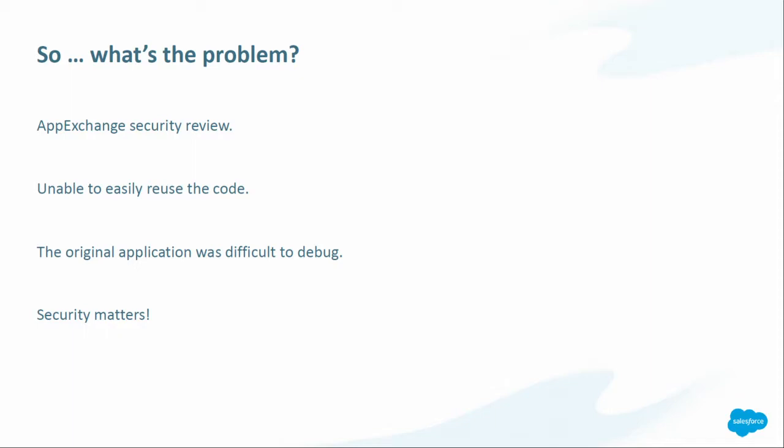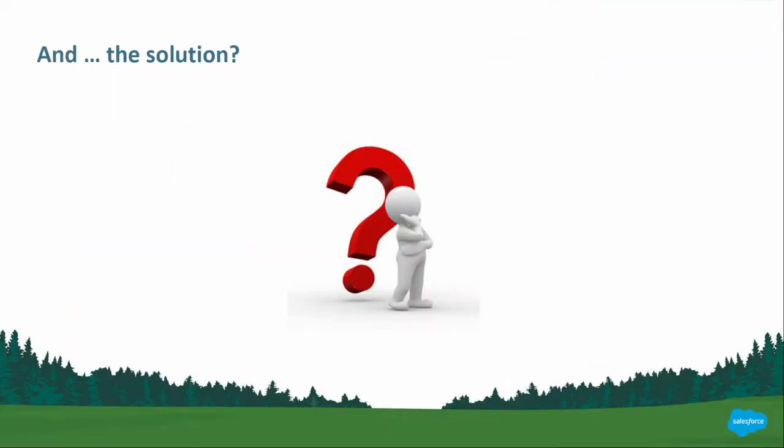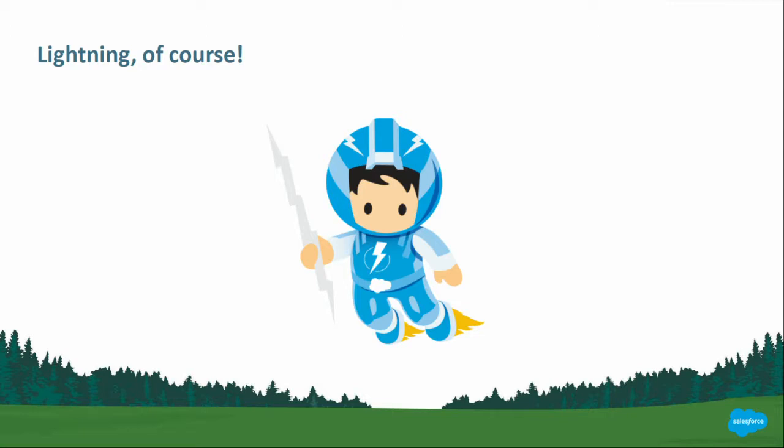The original application was also very difficult to debug, because in the end, what you end up with is a big, massive page that has all the JavaScript duplicated in the page, and it really wasn't easy to debug. And something pretty important is that security matters. Some of the practices were exposing our application, so it really wasn't ready to go to the AppExchange. So what is the solution? The solution is Lightning, of course.